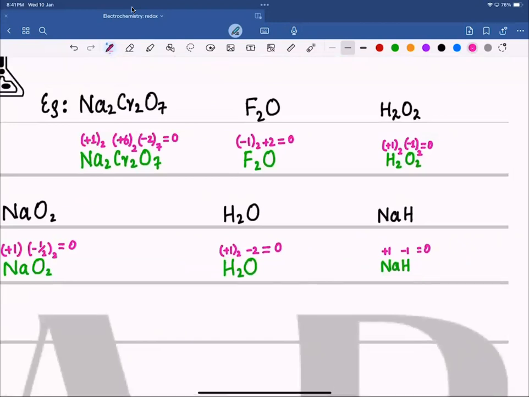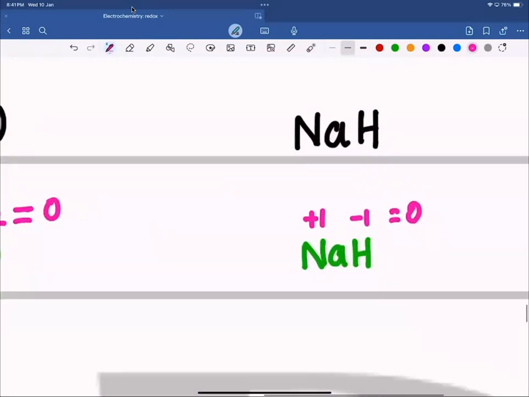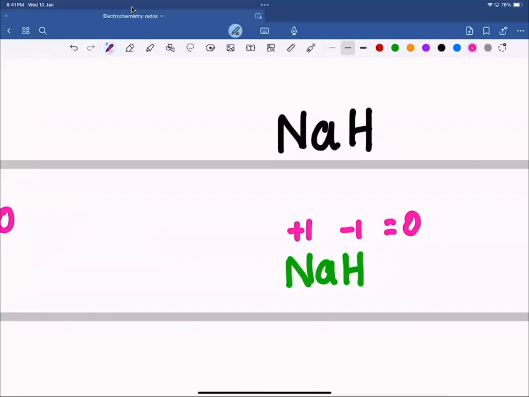Sir, why don't we write H first in this? Why don't we write H before Na? Recall the order. We always write the oxidation number of group 1, 2, and 3 first, and after them, we put the oxidation number of hydrogen, right? So if you always follow the order, you will not make a mistake. If you don't follow the order, you always make mistakes.